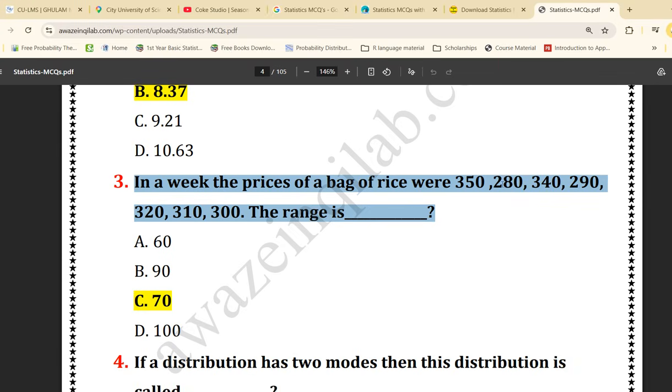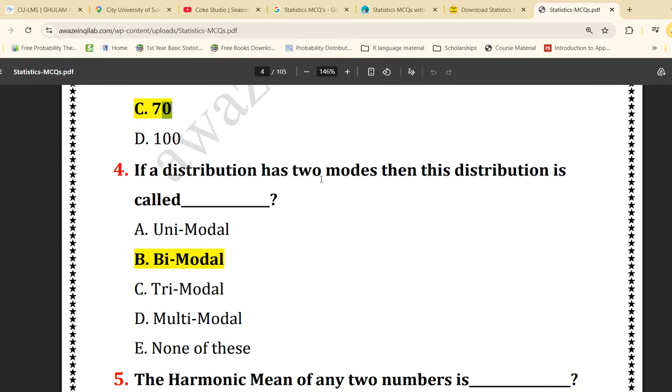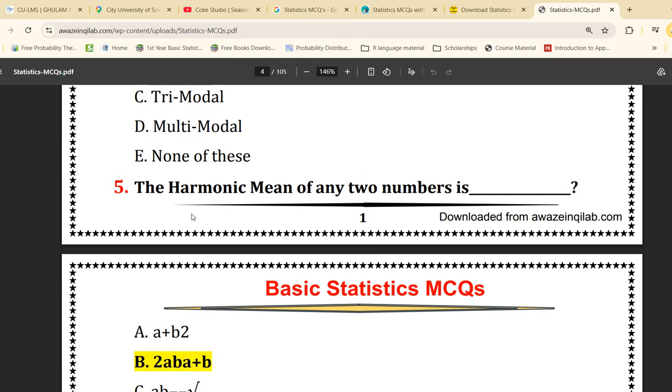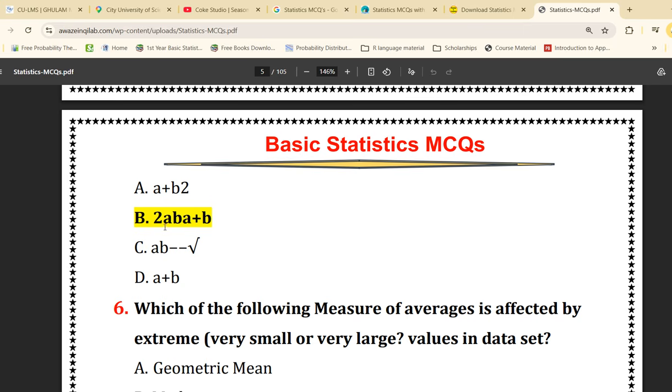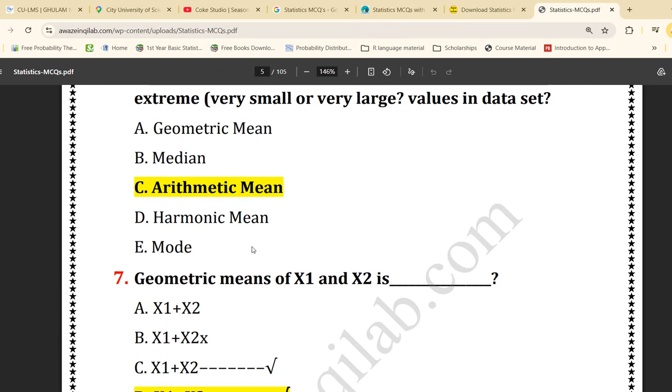You can just find the maximum and minimum value. Maximum value is 350, minimum value is 280. So the difference is 70. So you have to choose the correct option. If a distribution has 2 modes, then the distribution is called bimodal. We also explained this. Harmonic mean of any 2 variables will be what? 2ab divided by a plus b. That's the formula.